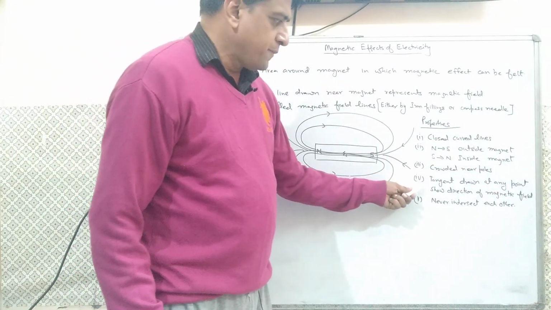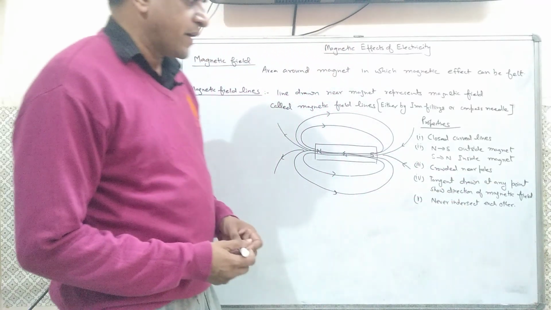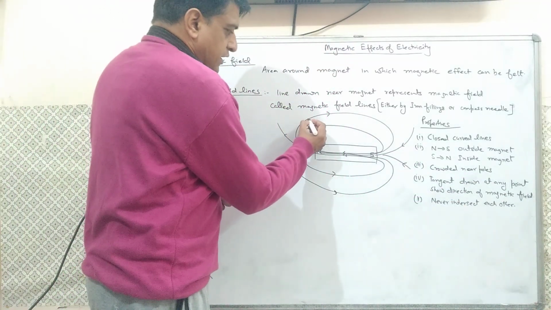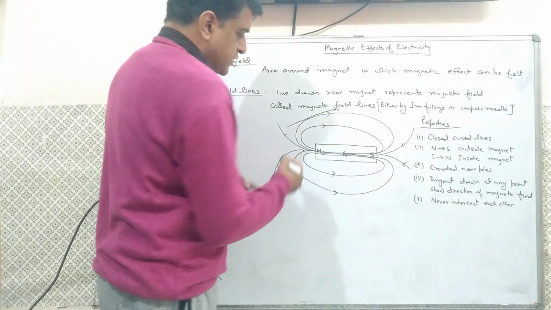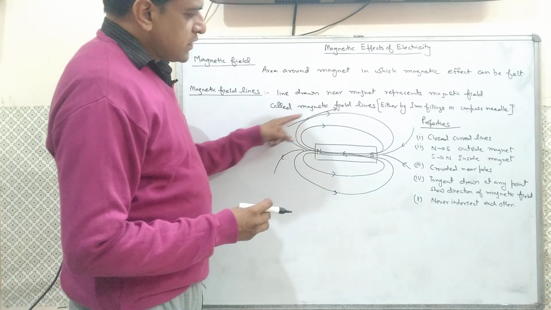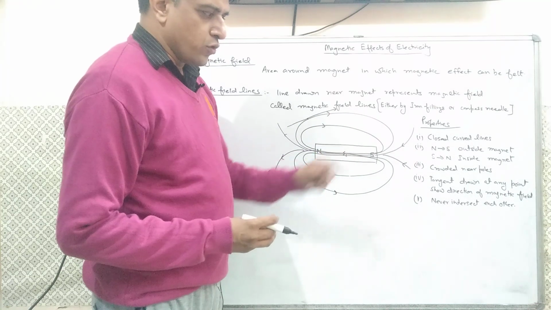Now the fourth point, the tangent drawn at any point shows the direction of the magnetic field. Suppose a tangent is drawn at this point, and this tangent always shows the direction of the magnetic field. This is the fourth property.